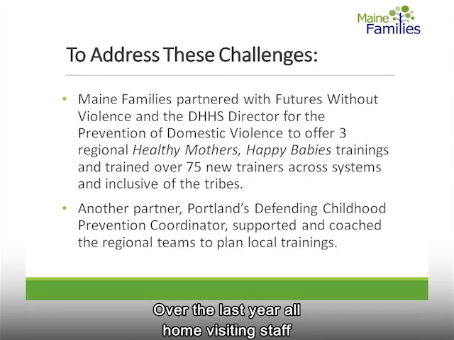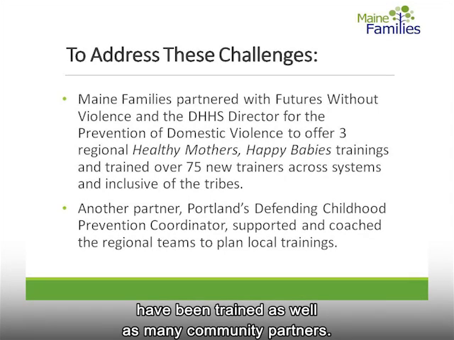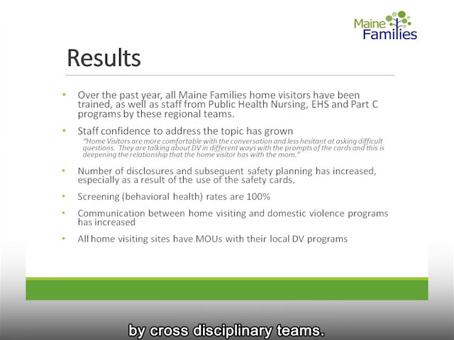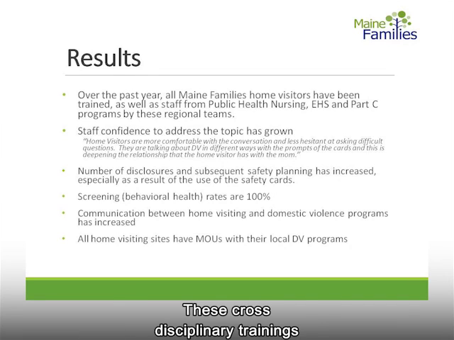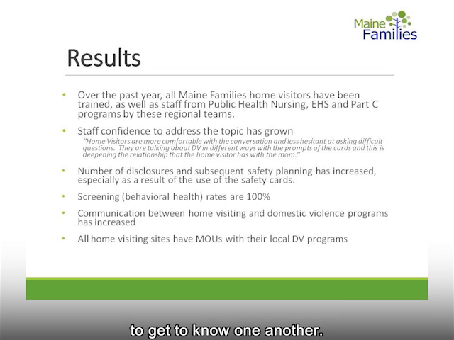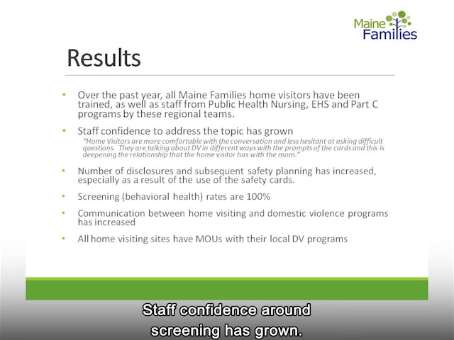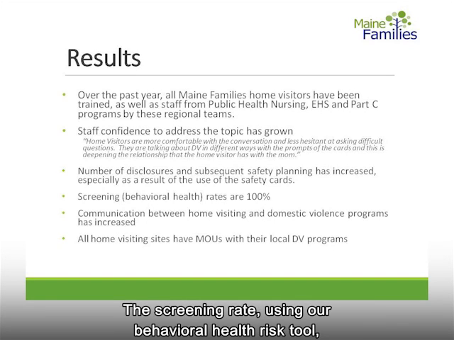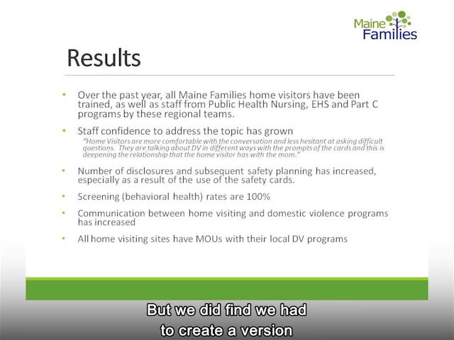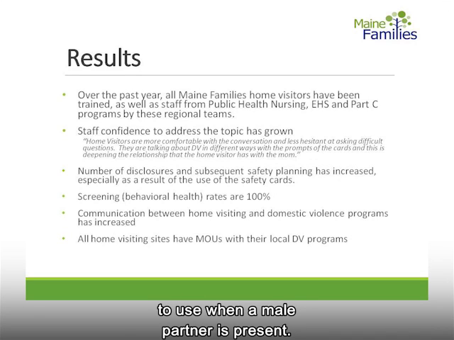Over the last year, all home visiting staff have been trained, as well as many community partners. The trainings have largely been done by cross-disciplinary teams. These cross-disciplinary trainings have created opportunities for staff from various programs to get to know one another. Staff confidence around screening has grown. The screening rate using our behavioral health risk tool is 100% now, but we did find we had to create a version without the domestic violence section to use when a male partner is present.